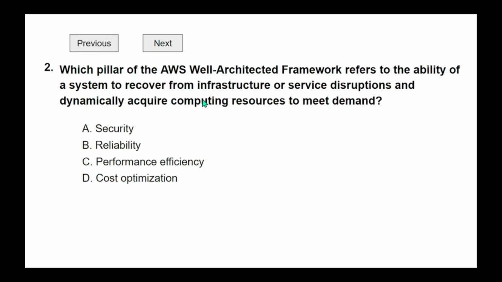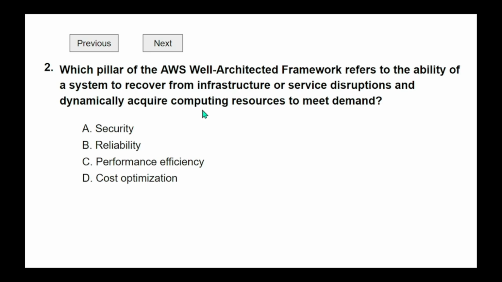Question 2. Which pillar of the AWS Well-Architected Framework refers to the ability of a system to recover from infrastructure or service disruptions and dynamically acquire computing resources to meet demand? Option A, is it security? Option B, is it reliability? Option C, is it performance efficiency? Option D, cost optimization.